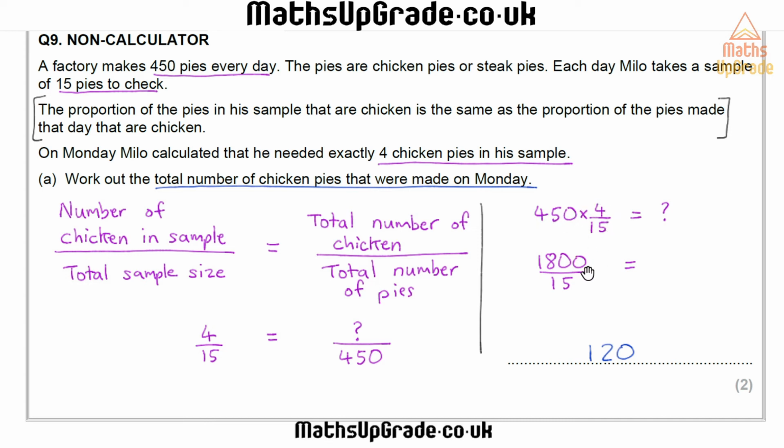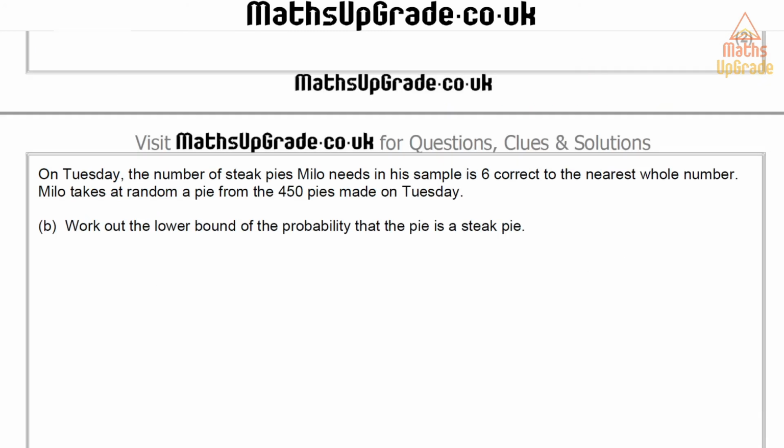And then divide by 15, you work this out using short division, that gives you 120 pies. That's 2 marks. Part B is worth another 2 marks. We're told that on Tuesday the number of steak pies he needs in his sample is 6, correct to the nearest whole number. He takes at random a pie from the 450 pies made on Tuesday. We need to work out the lower bound of the probability that the pie is a steak pie.